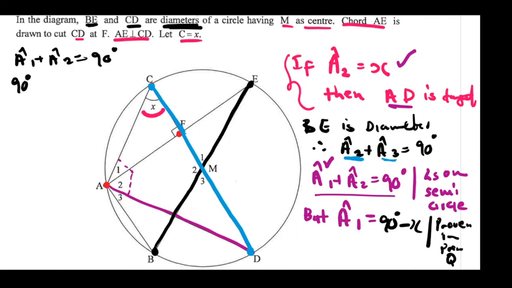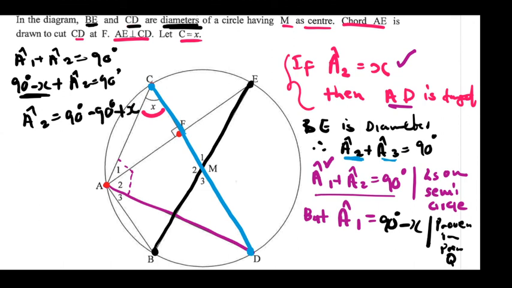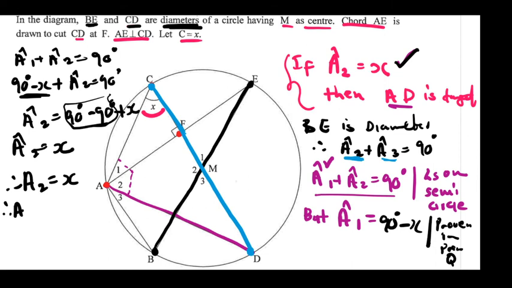So now you're just going to say, okay, fine, A1 plus A2 is equal to 90 degrees. Here it's 90 degrees minus X plus angle A2 equals 90 degrees, right? So we transpose these two to the other side. We have angle A2 is equal to 90 degrees minus 90 degrees plus X, right? So these two subtract each other, you remain with X. So therefore, angle A2 is equal to X. As I said, now we've proven this statement, right? Angle A2 is equal to X. So therefore, AD is a tangent. So you have to state a reason.